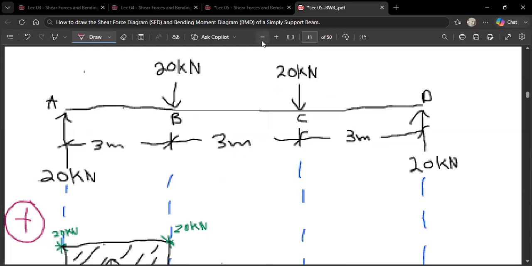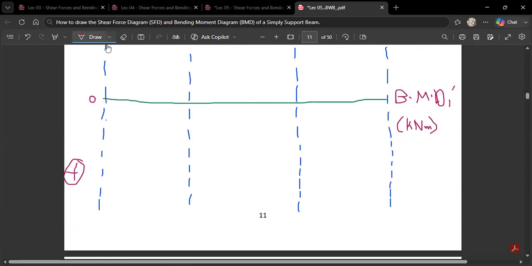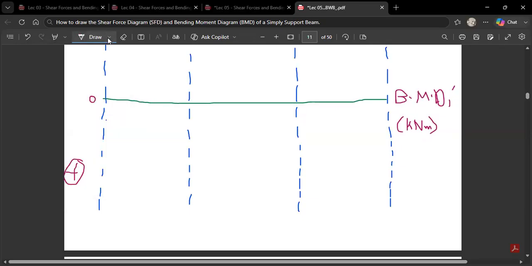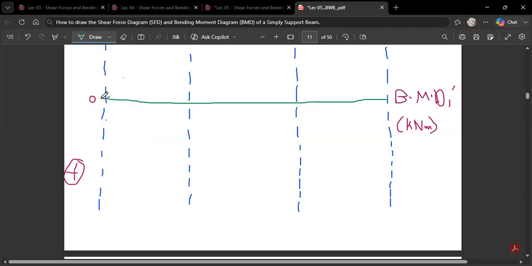So let's plot it. Quick. Let's plot it together. Okay, so this is it. So the first one is 0. Okay. So we're going to put over the 0 kilonewton meters, that is MA. And then the other one is 60. MB is what? 60 kilonewton meters. And this one is what? MB.